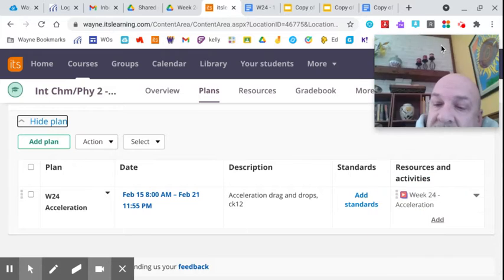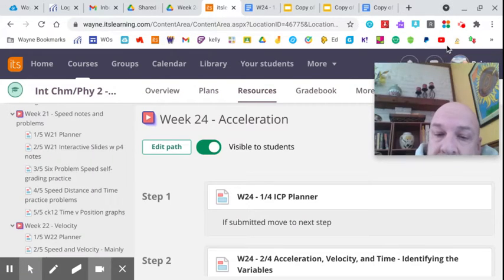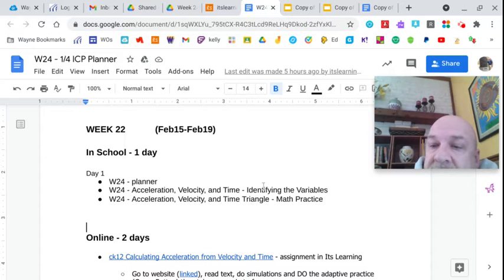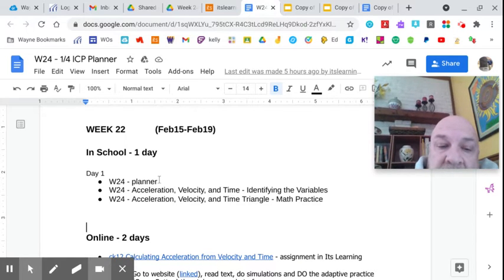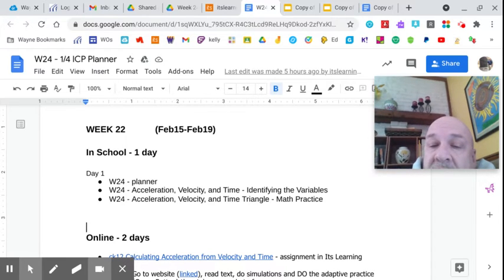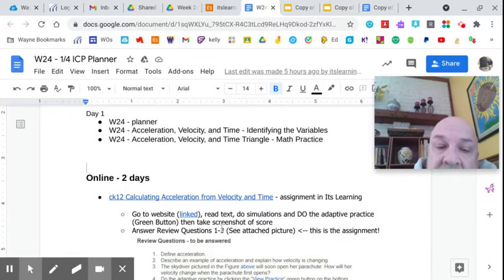And let me move myself. When you open it, there'll be 4 things. One is a planner. The planner looks like this, and I'll try to attach this video in the planner. This is what we're doing: acceleration, velocity, time, identifying variables, time triangle math practice. Those are both going to be drag and drops. And then there's the CK12 assignment.